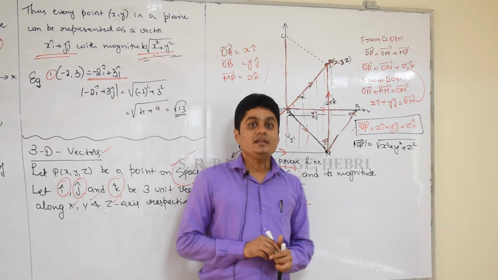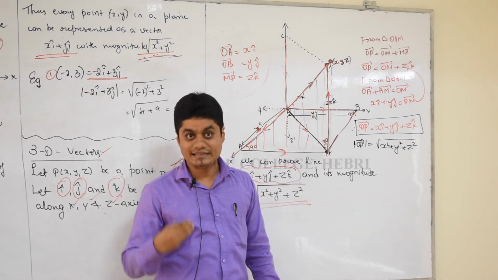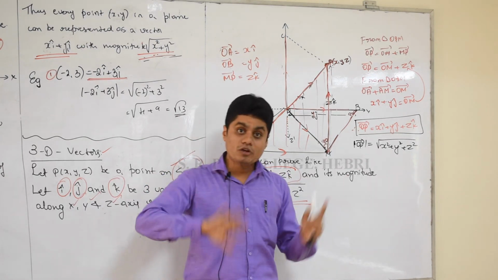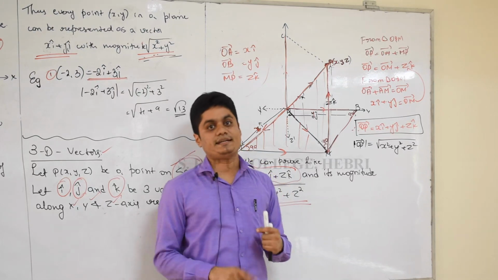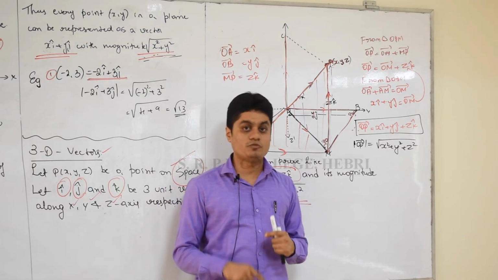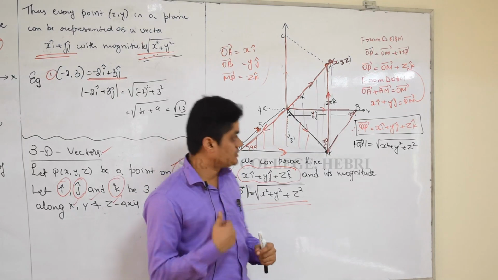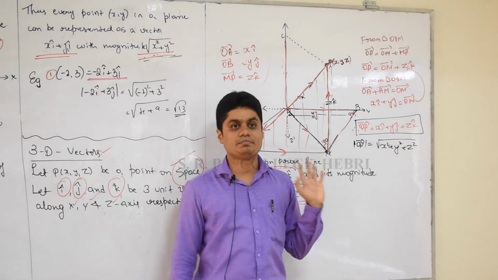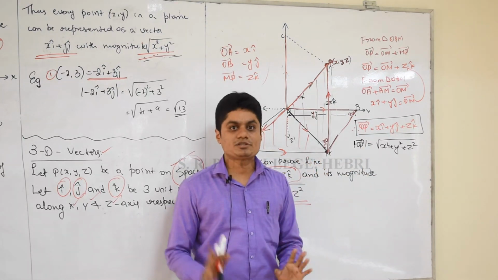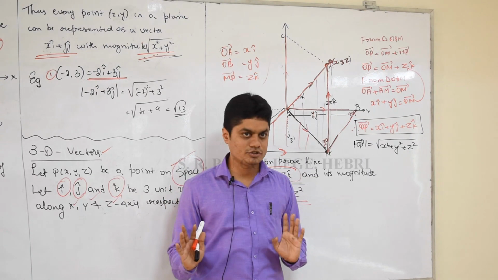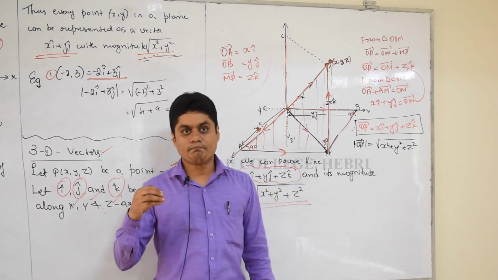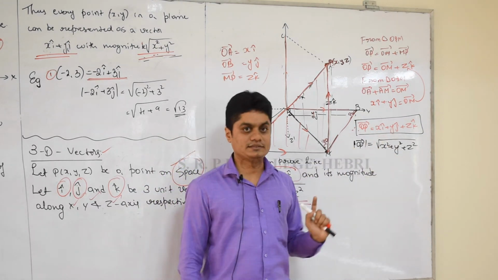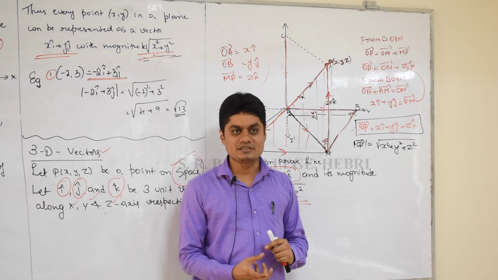So in plane we represented a vector as a point, as an ordered pair. In space we represent a vector as an ordered triplet, or vice versa. In space, a point or the ordered triplet can be represented as a vector xi plus yj plus zk. So this is about two-dimensional and three-dimensional vectors. So I hope you understood. So remember that in a plane you are going to represent a vector as xi plus yj, in space like this.